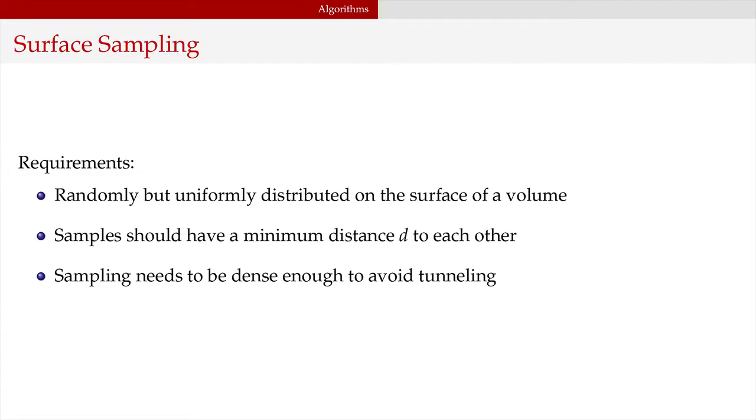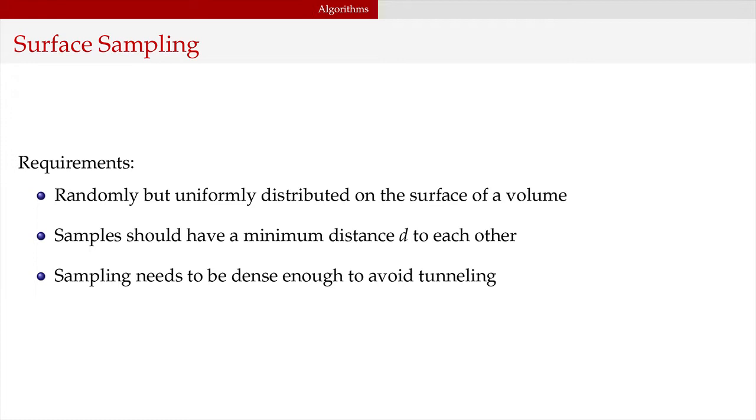So, as I told you before, in particle-based simulation, surface samplings are often used for boundaries of objects that aren't simulated, like simulation domains, for example. There are a few requirements that a suitable surface sampling should fulfill. So the particles should be distributed exactly on the surface of the volume, so in our case the mesh. They should be uniformly distributed.